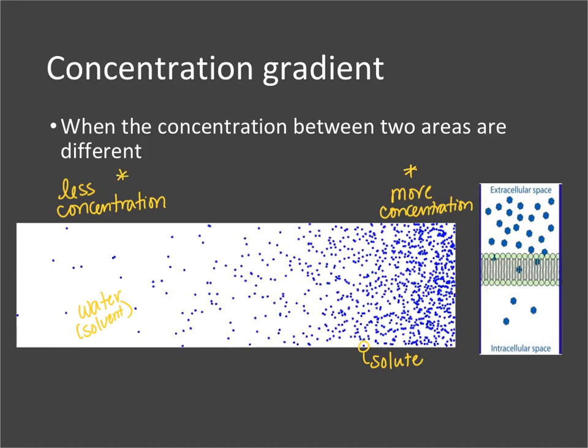Now, this could exist just in, let's say, a glass of water, or it could occur across the cell membrane. So you can see that this area right here is our phospholipid bilayer. Sometimes a concentration gradient can exist between the intracellular fluid and the extracellular fluid. So this concentration gradient, once again, means that there's more concentration in one area and less concentration in another area.